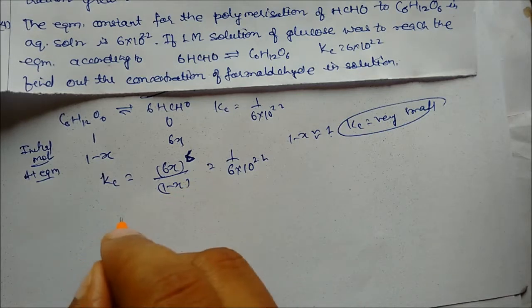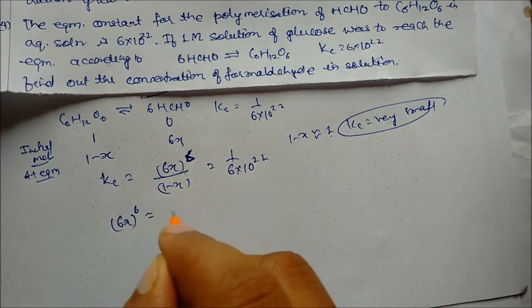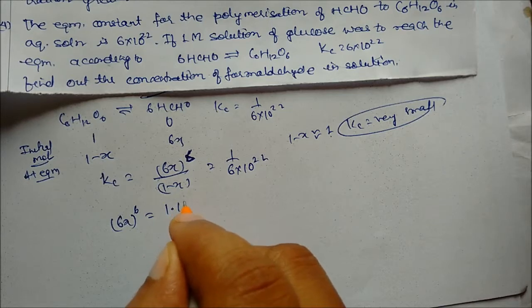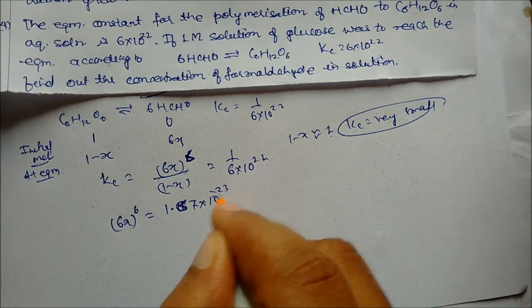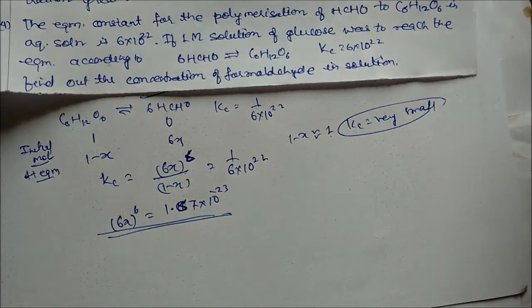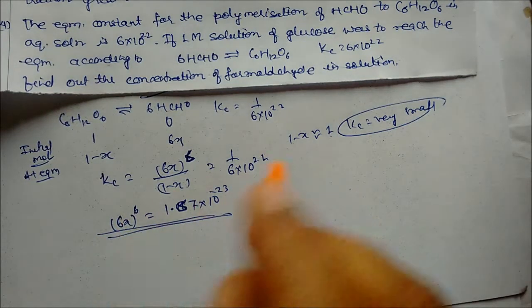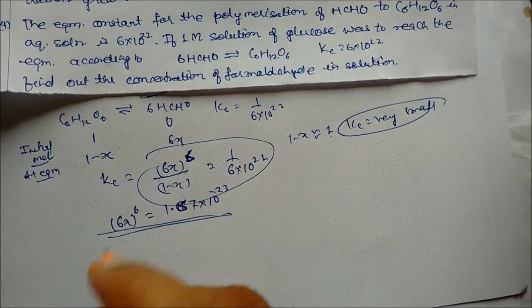So we can write 6x whole to the power 6 equals, on solving, 1.67 into 10 power minus 23. So this is our answer. On solving this, we will get these values.